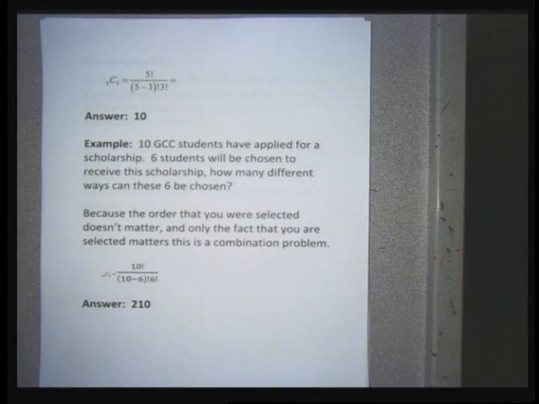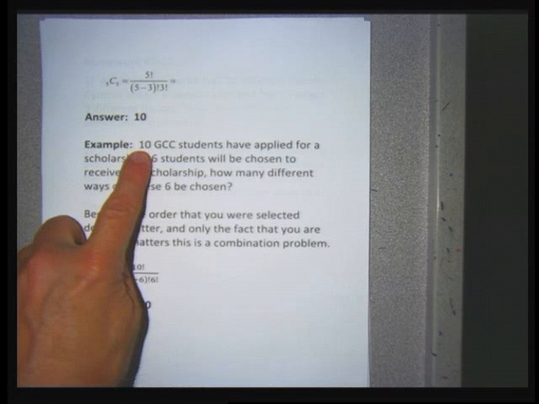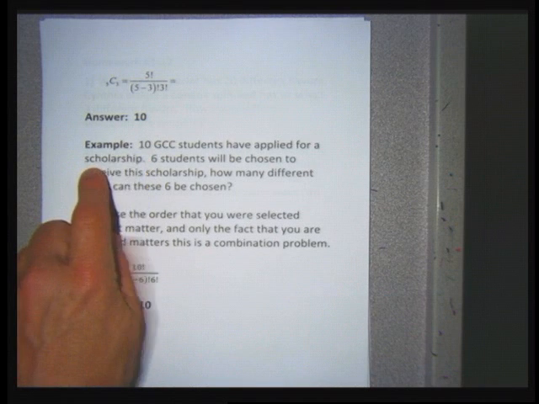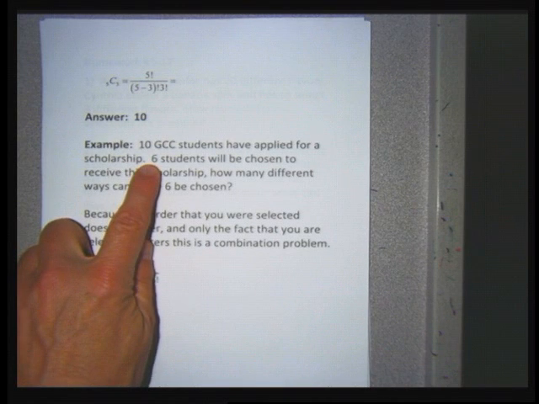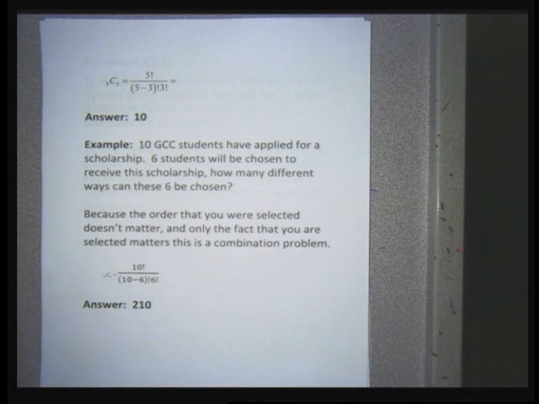All right, next problem. 10 GCC students have applied for a scholarship. 6 students will be chosen to receive the scholarship. Again, assuming all the scholarships are for the same amount, if you're picked first or you're picked last or you're picked third, it doesn't matter. It only matters if you're selected or not. So this is a combination problem.